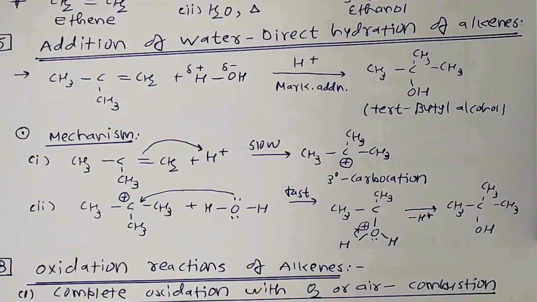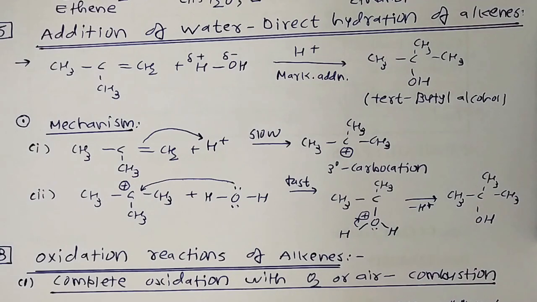Now we move to the addition of water. What is the meaning of addition of water? We have to add water, that is, direct hydration of alkene. In the last case, first we added H2SO4 and then followed with boiling water, so it was an indirect hydration of alkene, while in this case we add water directly. So what's the difference between them? Hydration means we have to add water. Ordinarily, water does not add directly to most alkenes.